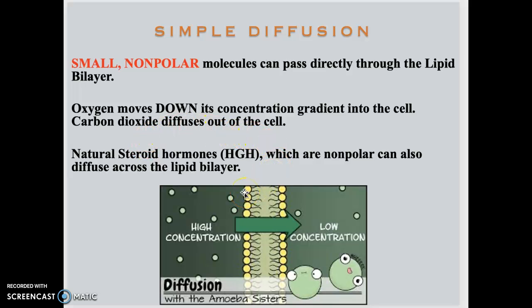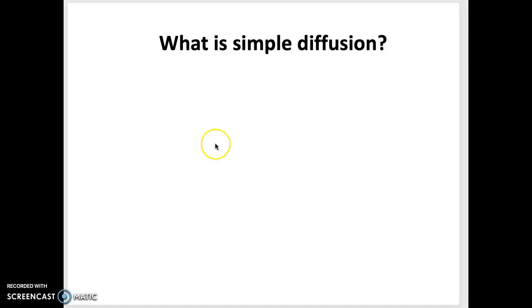HGH, believe it or not, can actually do this as well. It can simply diffuse from the outside of your cell to the inside of your cell. This is called simple diffusion. So what is simple diffusion? It's the movement of molecules from high concentration to low concentration directly through the cell membrane.